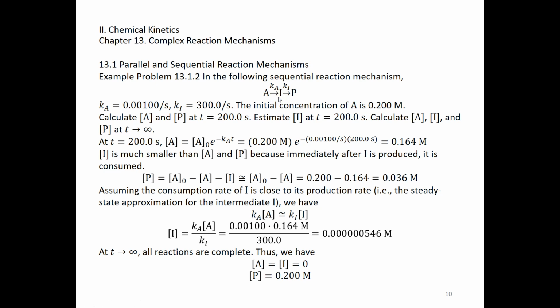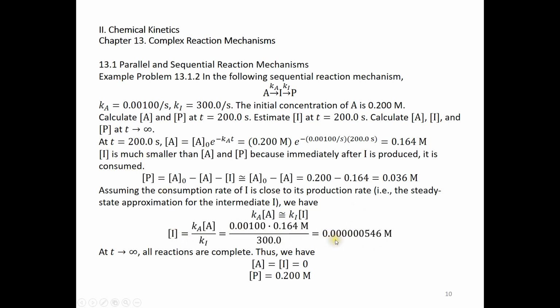And now we're going to use the steady state approximation. That means dI/dt is just 0, and that means the consumption rate of I equals the production rate of I. The production rate of I is Ka·A, the consumption rate is Ki·I, so we have this equation. Now we can compute the concentration of I approximately. It's just Ka times A over Ki. We have Ka over here. We have A over here at 200 seconds. And then we have Ki over here. Now we get the concentration of the intermediate I at 200 seconds.